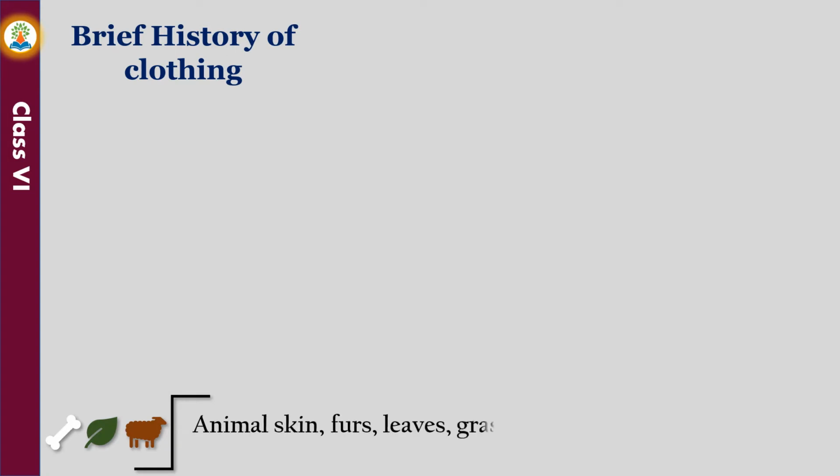Brief history of clothing. In ancient times, the cloths were made of animal skins, furs, leaves, grasses, barks of trees, or even bones and shells.